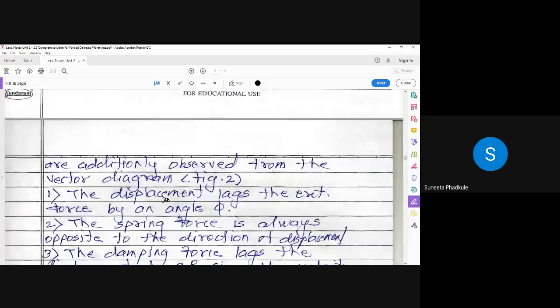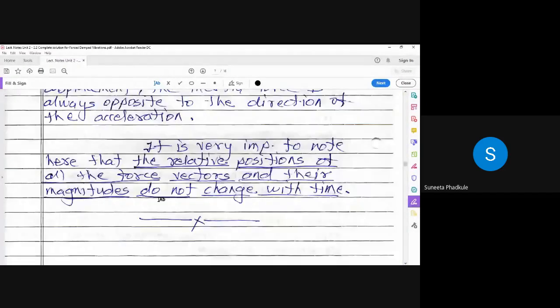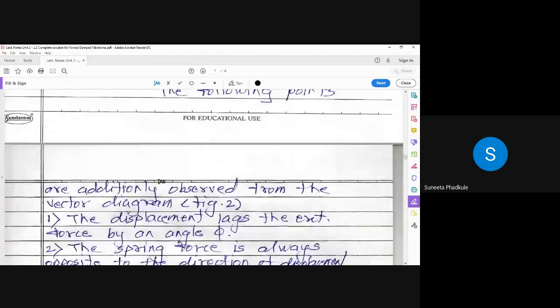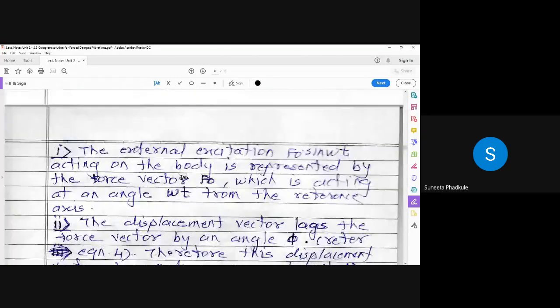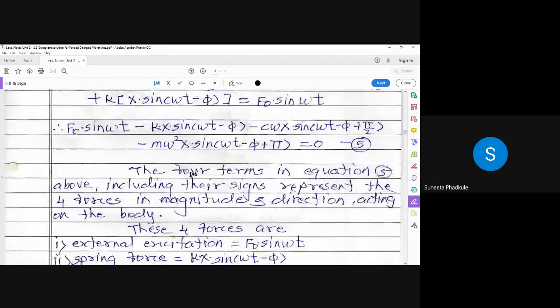So here we have finished the vector method to find the particular integral. So what was your solution? Xp is equal to capital X sine omega t minus phi. This is your solution.